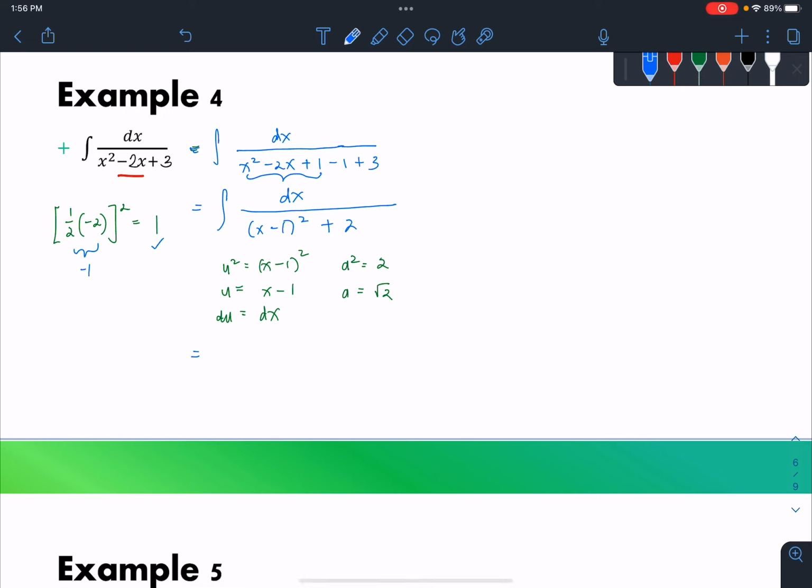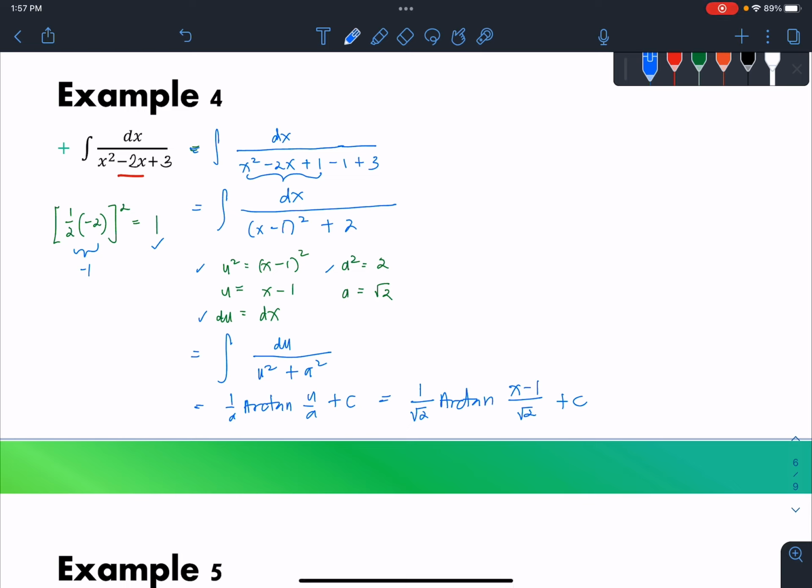So we substitute. So what is dx? So dx is du. All over x minus 1 squared, that is u squared. And then 2, it's a squared. So u squared plus a squared, or a squared plus u squared, that is arc tangent. So 1 over a arc tangent of u all over a plus c. So which is 1 over square root of 2 arc tangent. Our u is x minus 1 all over square root of 2 plus c.